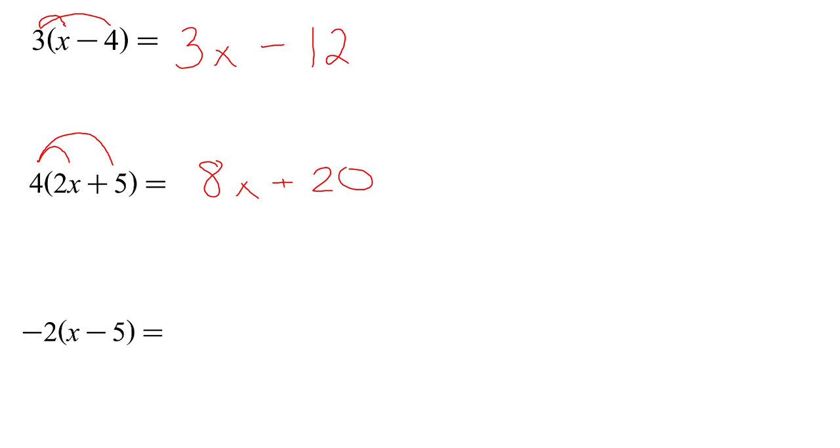For the next one down here, we've got negative 2 times x, and we've got negative 2 times negative 5. So negative 2 times x is just negative 2x. And then negative 2 times negative 5, well, 2 times 5 is 10. And since it's a negative times another negative, we have two negatives here. A negative times a negative is always a positive, so it'll be a plus 10 in between.